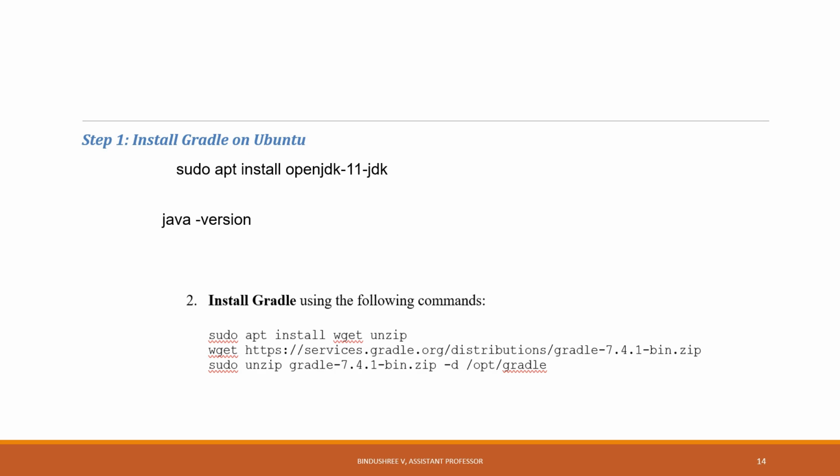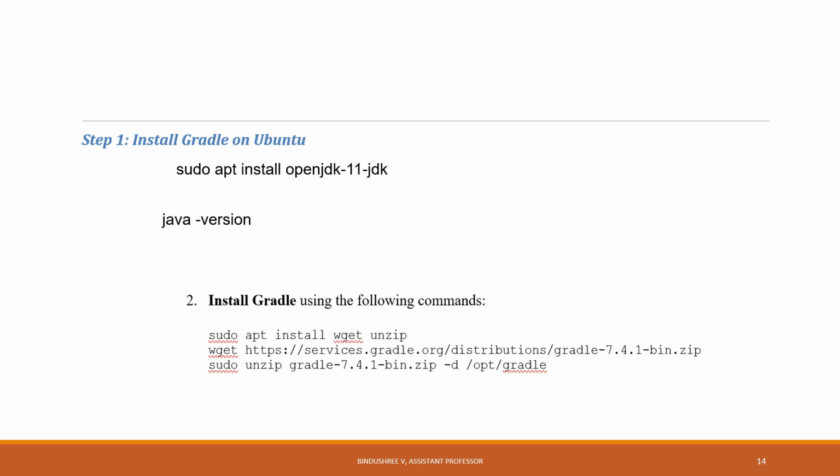By using a command line tool called wget, we mention the address of Gradle, and from this address I want to download Gradle 7.4.1 bin. Since it is a zip file, it will be downloaded, and to unzip it through a command, this is the command: sudo unzip, and you specify this entire name, gradle-7.4.1-bin.zip, and it should be unzipped into a directory called /opt/gradle.